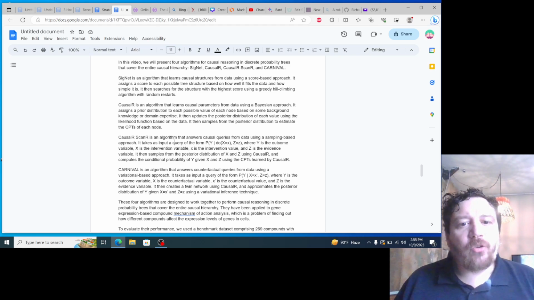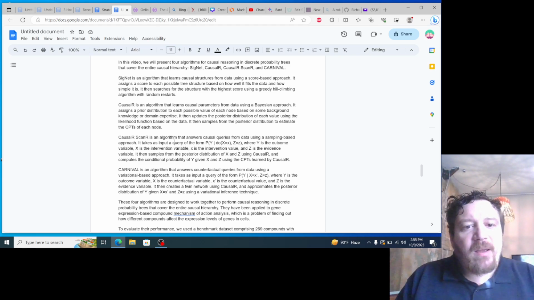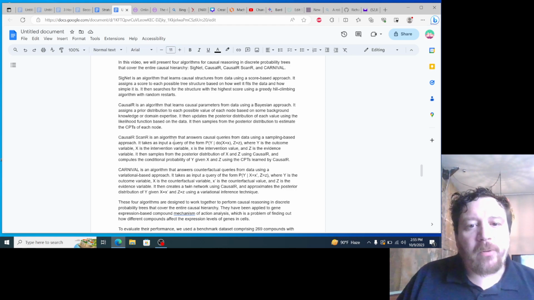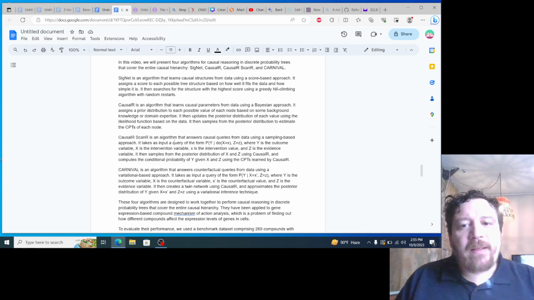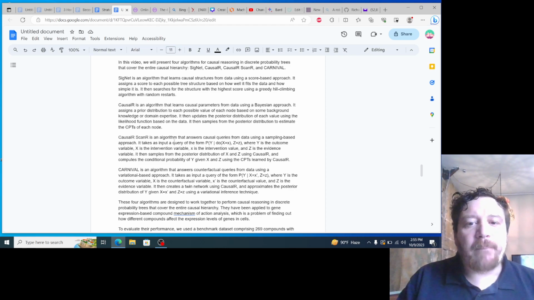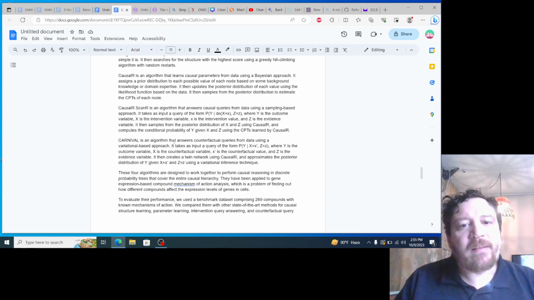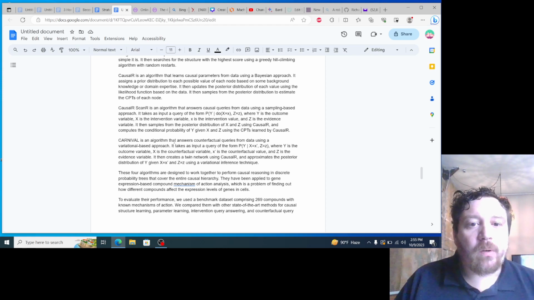Causal R is an algorithm that learns causal parameters from data using a Bayesian approach. It assigns a prior distribution to each possible value of each node based on some background knowledge or domain expertise. It then updates the posterior distribution of each value using the likelihood function based on the data. It then samples from the posterior distribution to estimate the CPTs of each node.